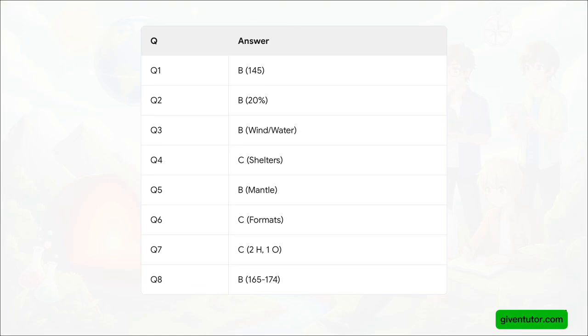Tally up your score. If you missed a few, hey, no sweat. That is exactly what practice is for. So I want to leave you with this thought. Now that you know the framework, which Earth system are you going to map out first on paper to guarantee that you easily clear that 145?